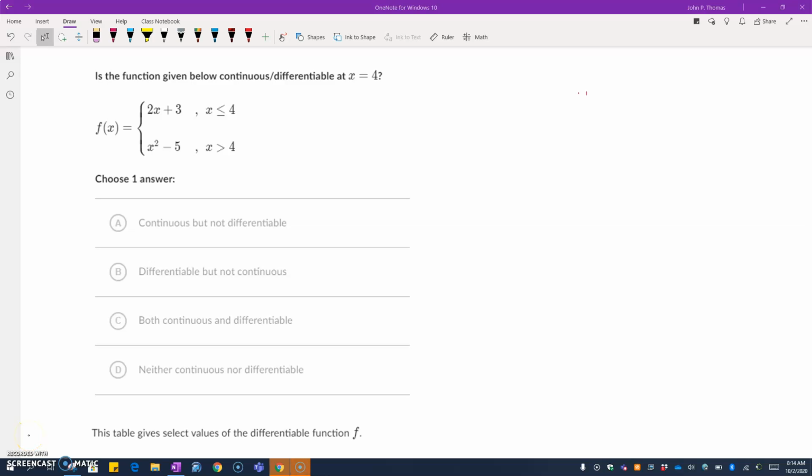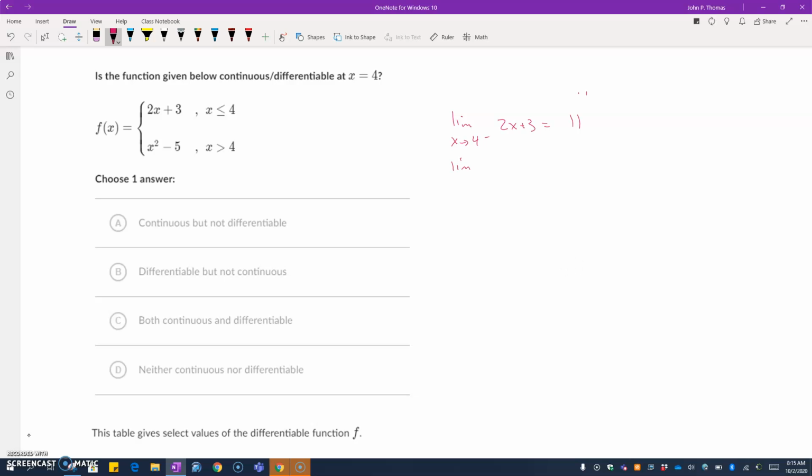All right, let's look at the most missed problem from the second homework set. All right, this one asks about continuous and differentiable at x equals 4. So we're going to start with continuous, and we're going to look at the limit as x approaches 4 from the left, which would be on the top rule, 2x plus 3. All right, if I plug that in, I'm going to get an 11.